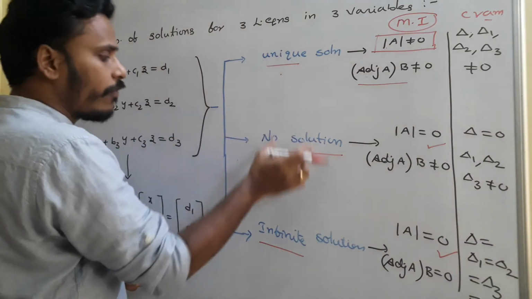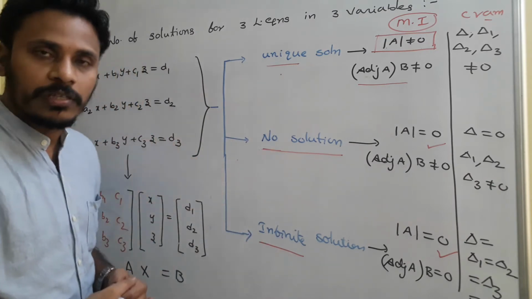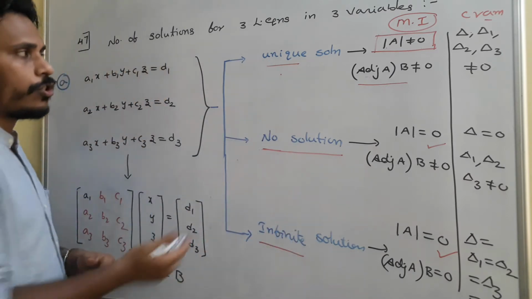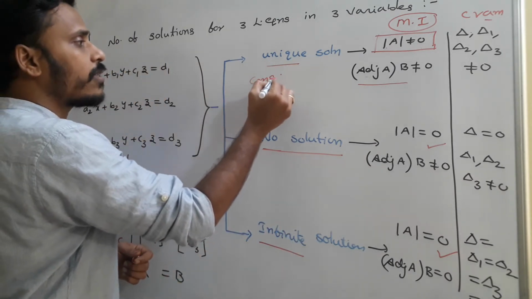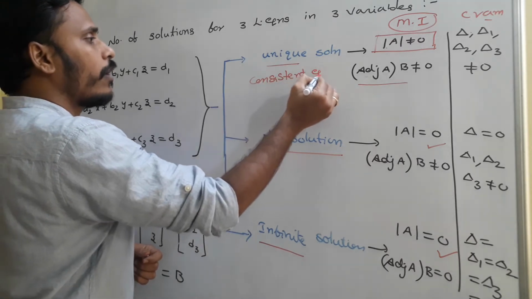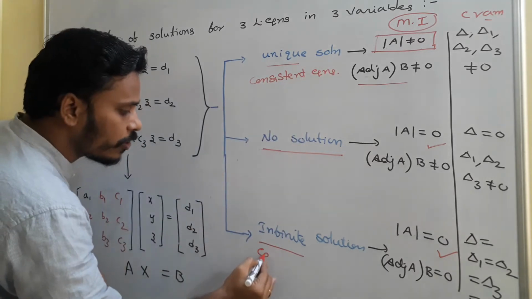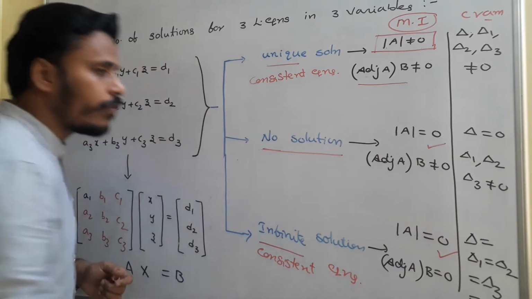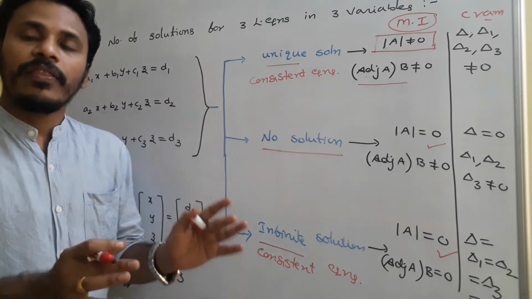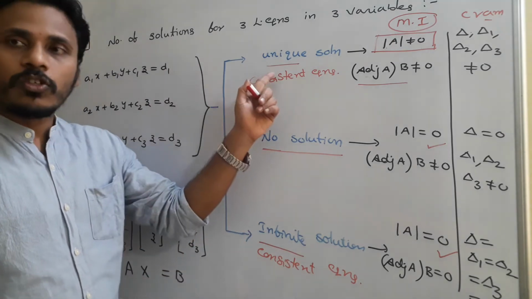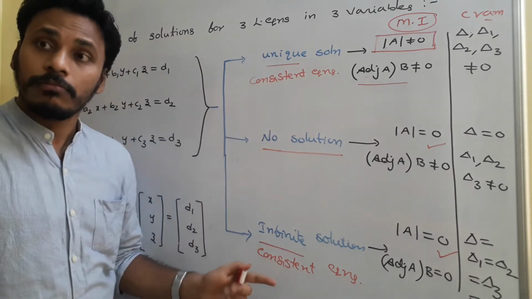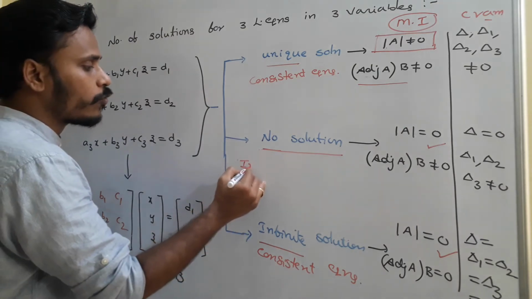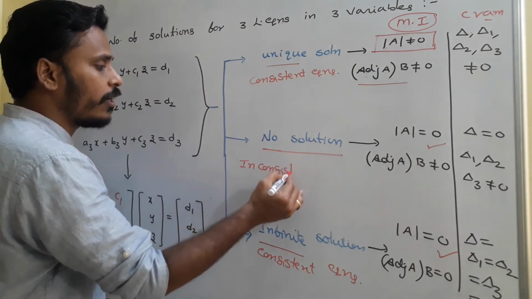See, there are three different cases with a system of linear equations in three variables. In the first case we have a unique solution. In the last case we have infinite solutions. These two cases are also known as consistent equations. In these two cases the equations are called consistent equations. Why? Because, as I already mentioned, if the system of equations has a solution, then we call it consistent. Here there is a solution, and here also there is a solution, in fact infinite solutions. But in the second case there is no solution, and that's why we call them inconsistent equations.